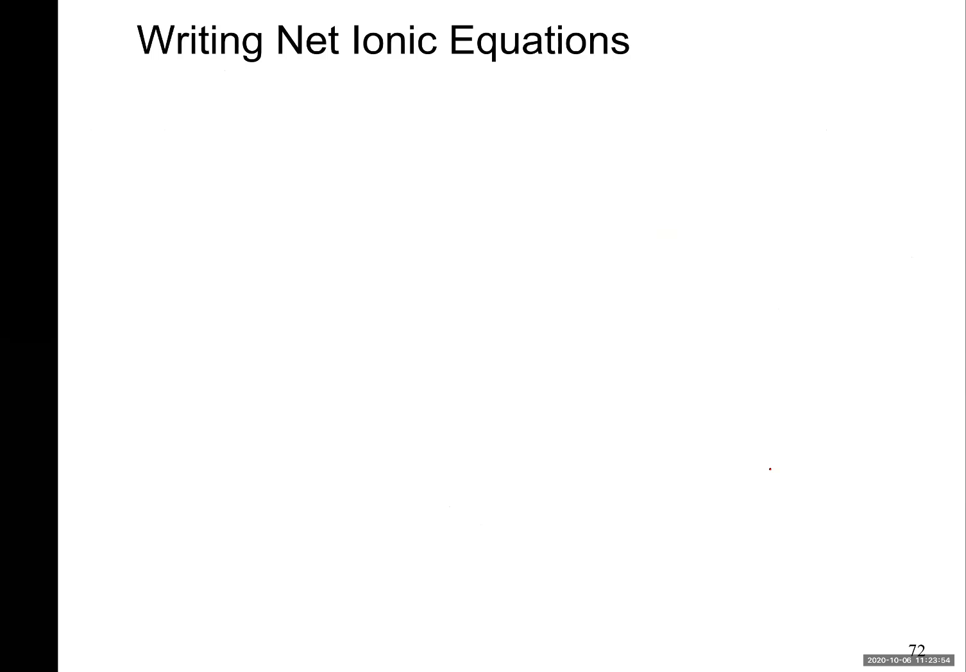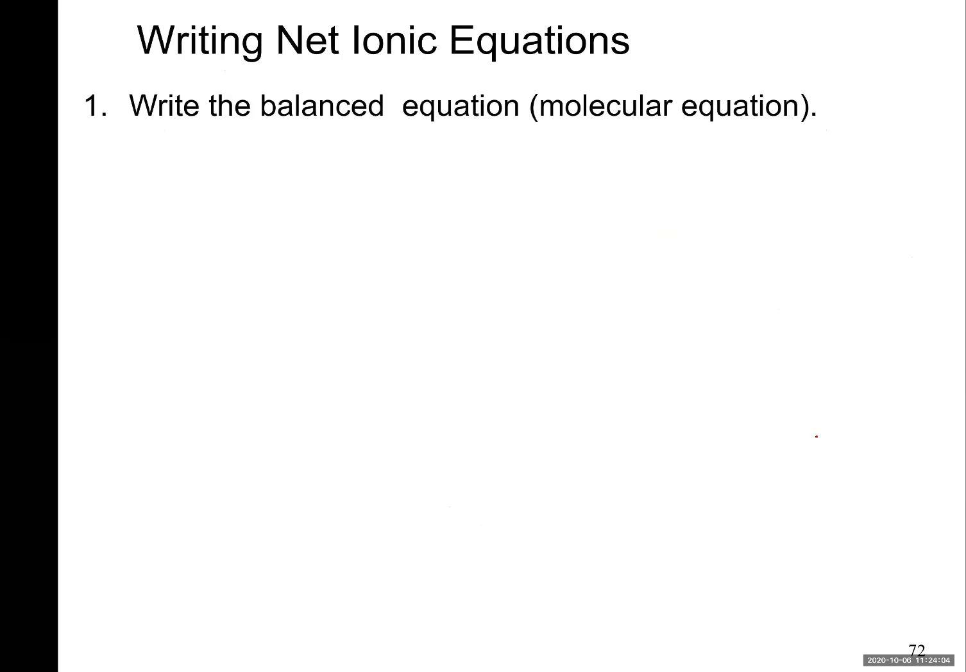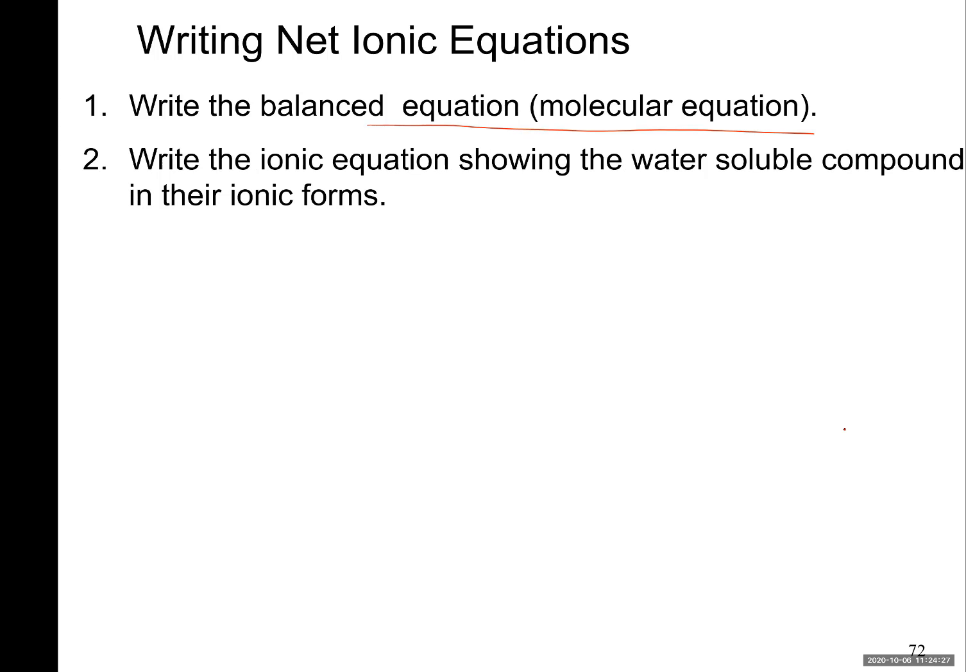So what did we do? Let's summarize what we did. How do you write a net ionic equation for a precipitation reaction? Number one, you write a balanced equation. Before canceling ions, we call that the molecular equation because the spectator ions and real players are both in the picture. Next, write the ionic equation. That means anything which is water soluble breaks down to its counter ions. That means it breaks down to positive and negative ions.